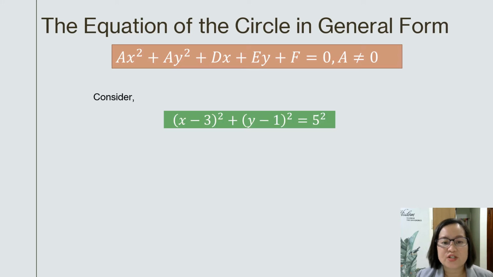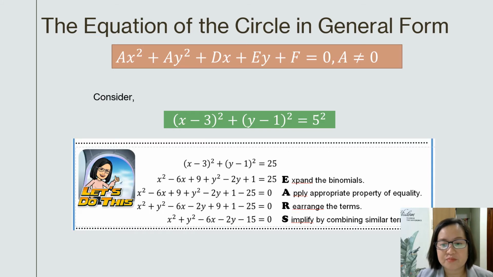Consider the equation the square of x minus 3 plus the square of y minus 1 equals 5 squared. May I suggest the following acronym: EARS in writing the equation of the circle in general form. E for expand, A for apply, R for rearrange, and S for simplify. The first step is to expand the binomials.